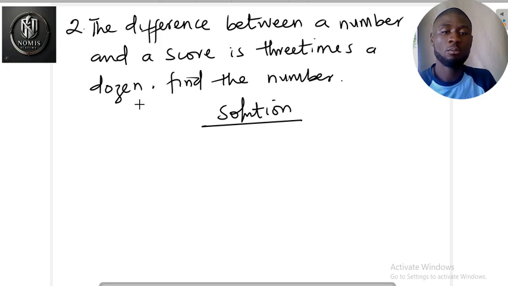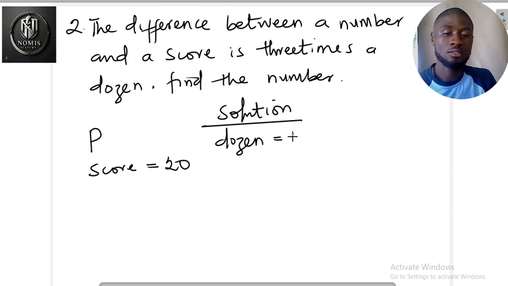Let's get into the solution by making the word problem simple through interpretation. The difference between a number, let's say the number is P. For this particular one, we don't know what the number could be, so let's say the particular number is P. And a score, in mathematics, a score means 20. So score is equal to 20. And it is 3 times a dozen. In mathematics or anywhere, a dozen is just 12.